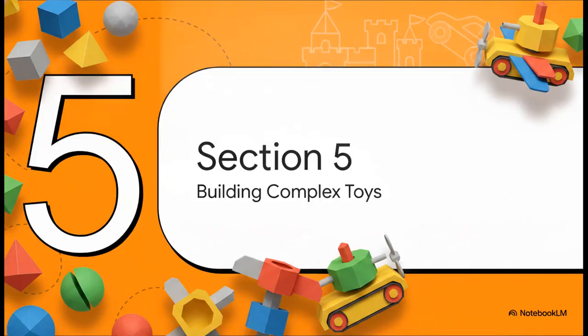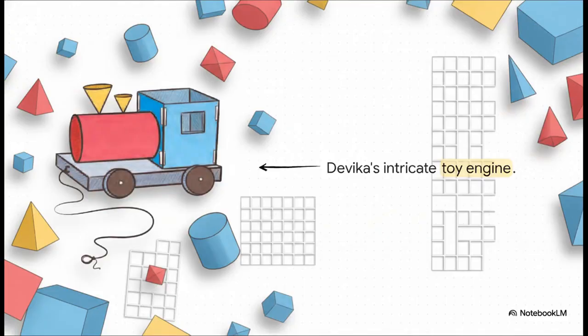Finally, let's pull all of this together in Section 5, Building Complex Toy Models. We've spent all this time deconstructing shapes into their basic parts. Now, let's synthesize and see exactly how complex models are built from the ground up. Check out this amazing illustration of Devika's toy engine. At first glance, you think, oh, it's just a cool train, but I want you to actively look for the individual geometric components hiding within it. Look at the wheels, the body, the smokestacks, the cabin. It's an architectural marvel, and it's all made of basic blocks.